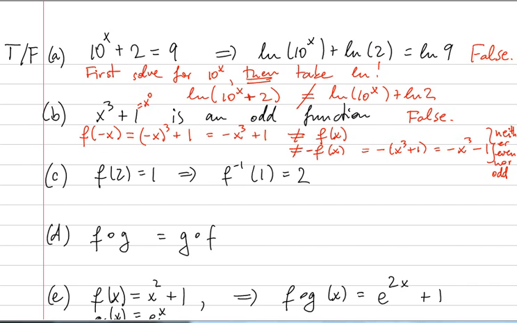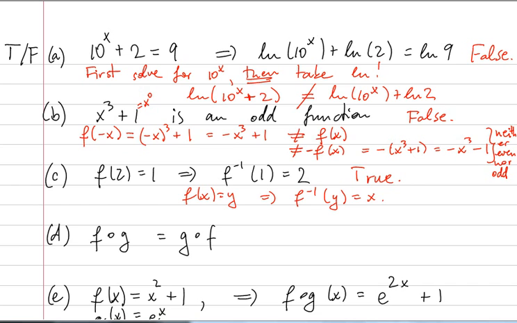Next question is asking, if f of 2 is equal to 1, then f inverse of 1 is equal to 2. That's true, if the function has an inverse. It is a true statement, because if f of x equals y, the definition of f inverse is that f inverse of y is equal to x. So whatever is output of f will be input for f inverse, and whatever is input for f is going to be output of f inverse.